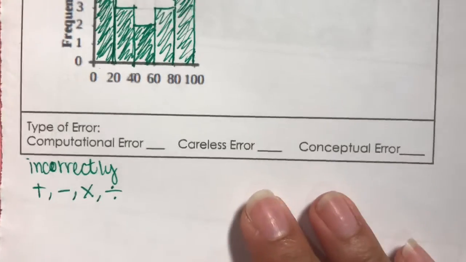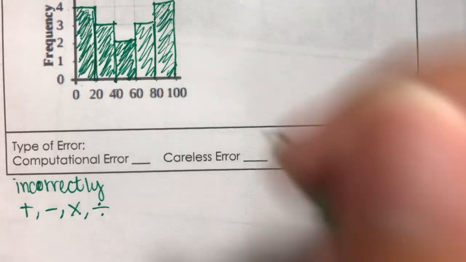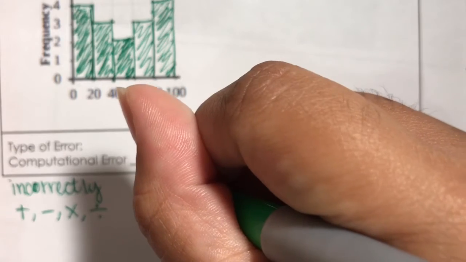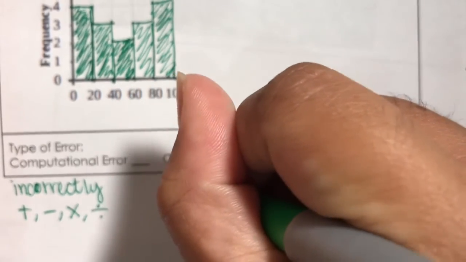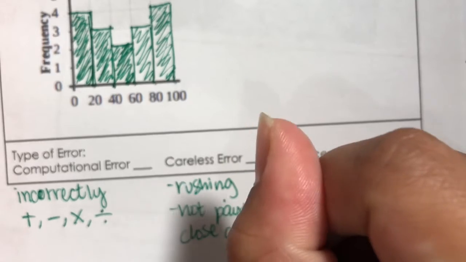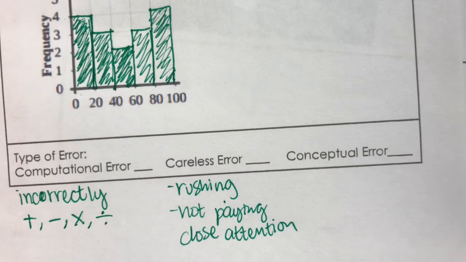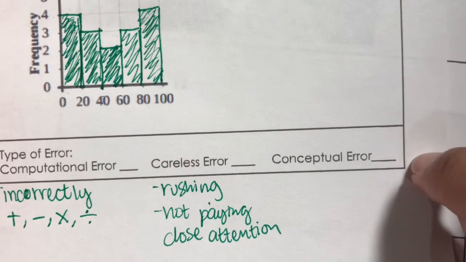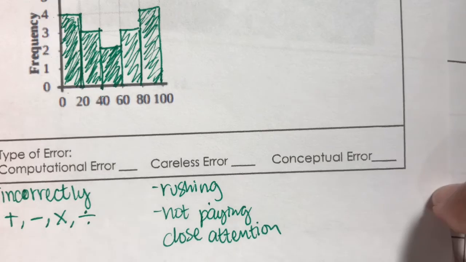Now, a careless error, which can also happen very often, is an error that happens because you're rushing through the problem and not paying close enough attention. And please copy these down so you know exactly what kind of errors happen in math, because it's not just in statistics. It happens through all topics in math, okay?